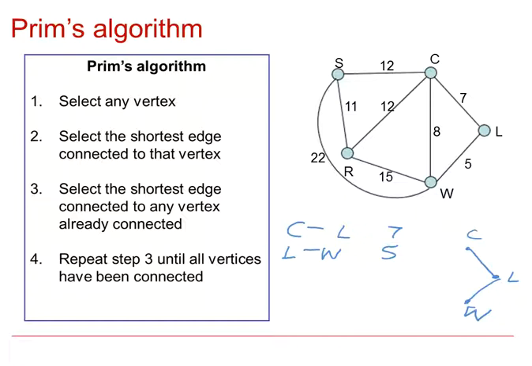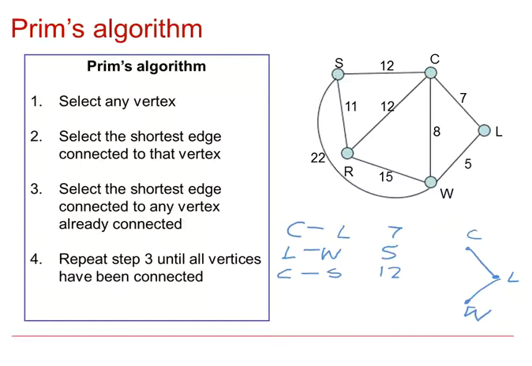Now I can choose any arc coming out of C, L or W, as long as I don't create a loop, a closed path. So for example, I can't choose CW because that would create a path between C, L and W and back to C again. So the next shortest one is one of the 12s, so either CS or CR. It doesn't really matter which one of these I choose. I've chosen to go for S, but you can see therefore there would be more than one minimum spanning tree in this example.